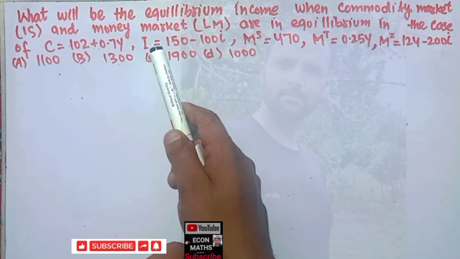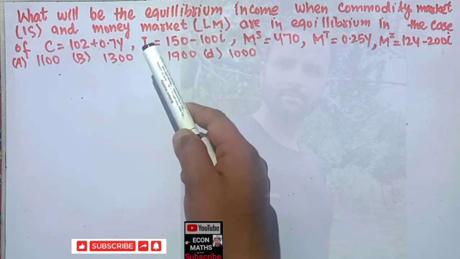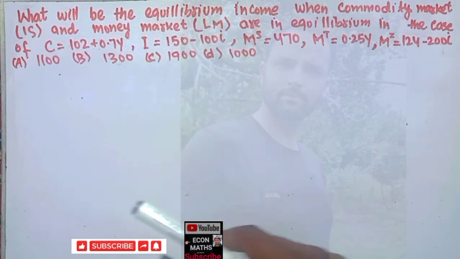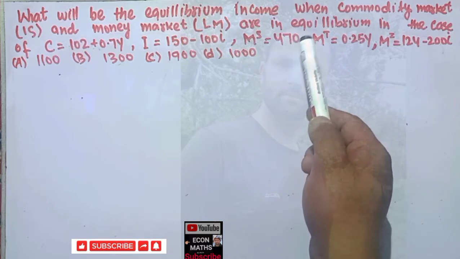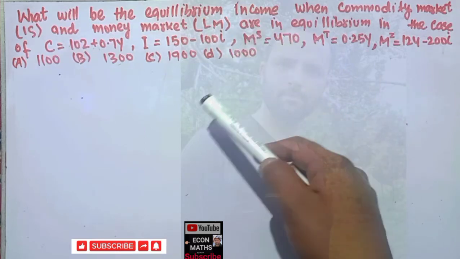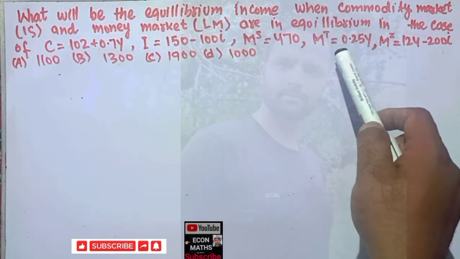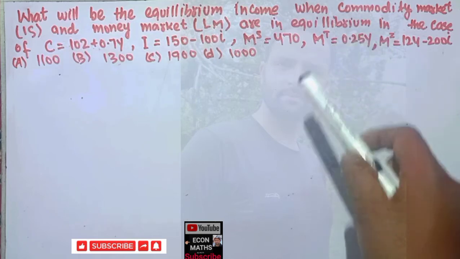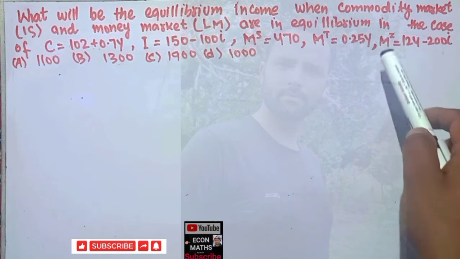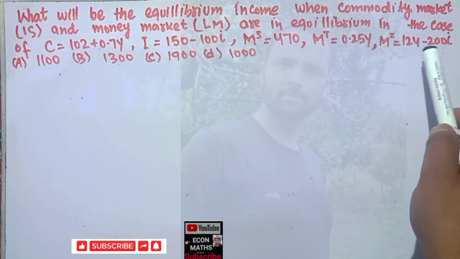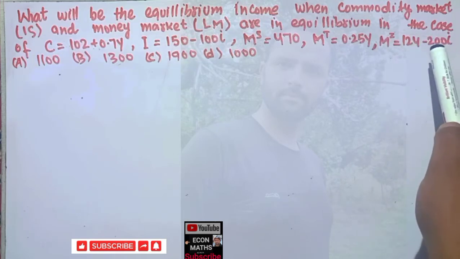Our investment function is given as 150 minus 100i. This is our induced investment, which depends upon the level of interest rate. Also, our money supply is given as 470, which is exogenous in this case, that is fixed by the central authority of a country. Our transactionary demand for money is 0.25y, that is, a positive function of the level of income. And we have the speculative demand for money, that is 124 minus 200i, which is a negative function of the level of rate of interest.